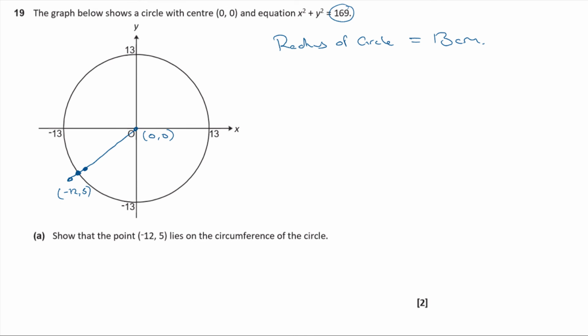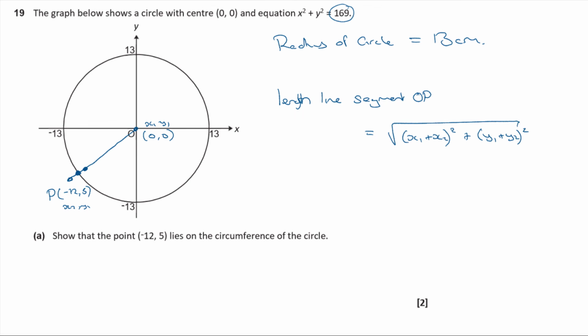Okay, so I'm going to call this one x1, y1, and this one x2, y2. Now there's a formula for the length of a line segment. Call the point P, so the length OP is given by the root of x1 plus x2 all squared plus y1 plus y2 all squared. Now I would just remember this formula. It's derived from Pythagoras' theorem. It's a very handy one just to be able to remember and write down.